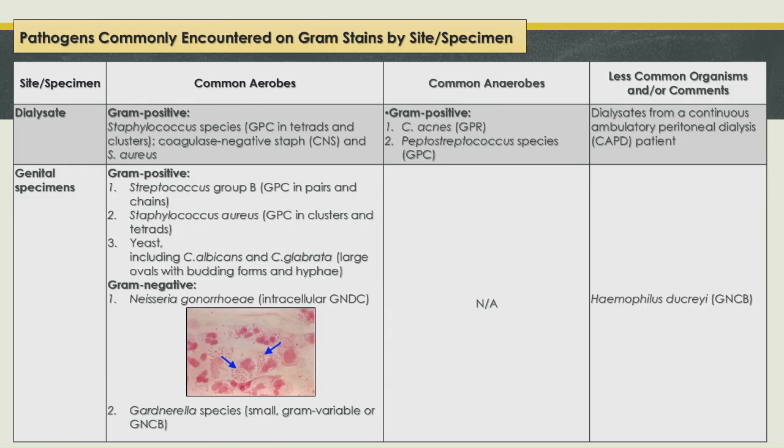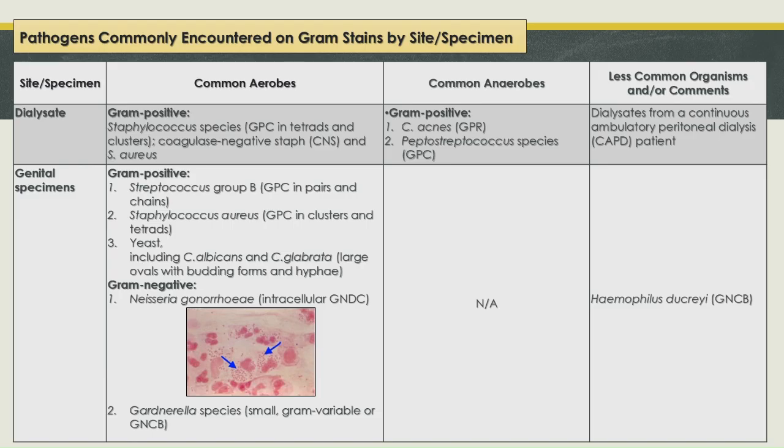Site/specimen: dialysate. Common aerobes. Gram-positive: Staphylococcus species, GPC in tetrads and clusters, coagulase-negative staph, CNS, and S. aureus. Common anaerobes. Gram-positive: 1. C. acnes, GPR. 2. Peptostreptococcus species, GPC. Less common organisms and/or comments: dialysates from a continuous ambulatory peritoneal dialysis, CAPD, patient.